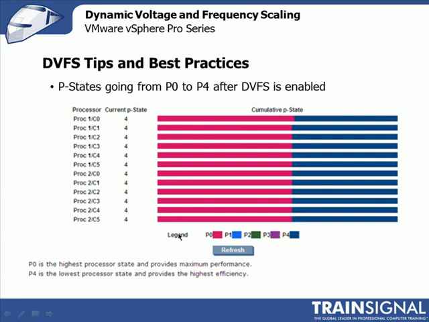The amount of P states that are supported will vary based on the server manufacturer. If this server had varying levels of CPU usage, you would see different P state levels ranging from P0 to P5, as the levels change based on CPU demand from the VMs.